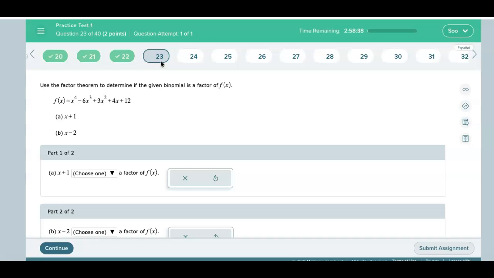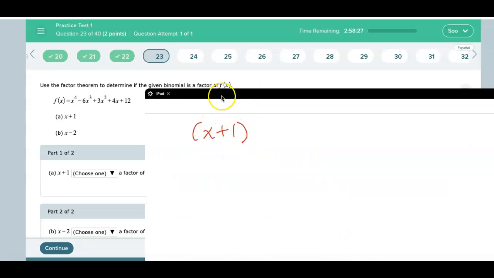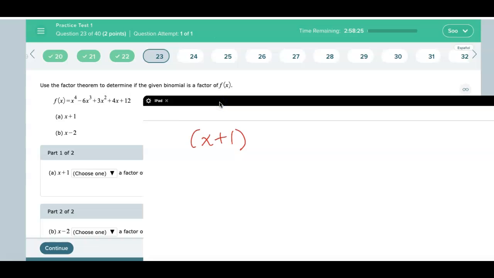If the factor they want us to test is x plus 1, oh, I'm sorry, you don't see what I'm writing on my pad. Let me bring this up. If that is the first thing they want us to test, then what we should check is f of negative 1. Check and see if this is 0. If this is 0, x plus 1 is a factor.